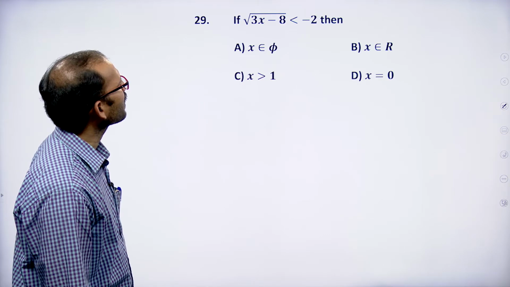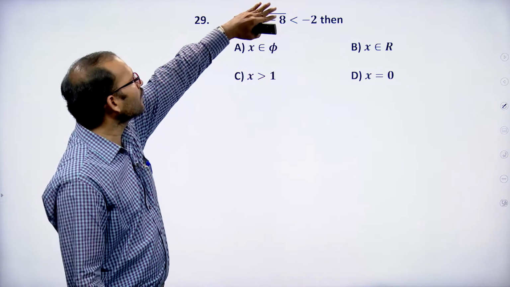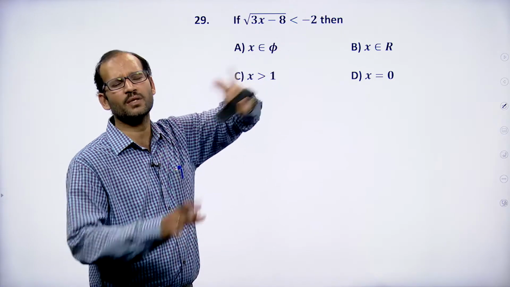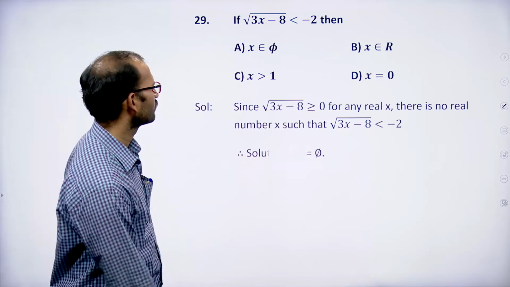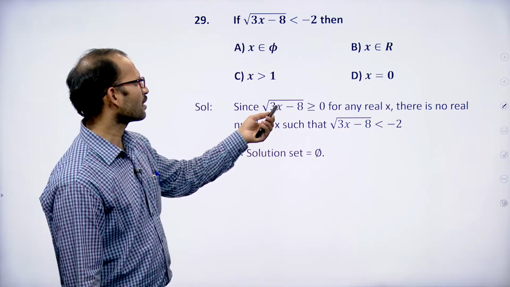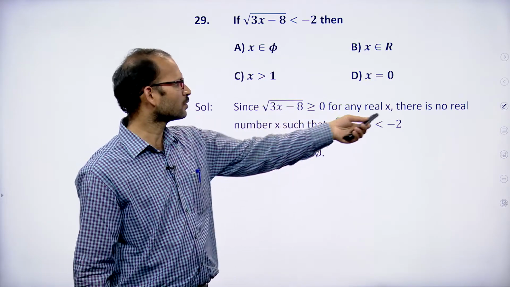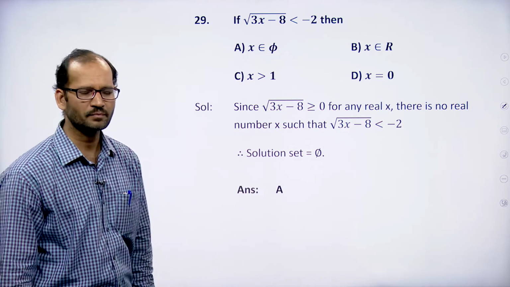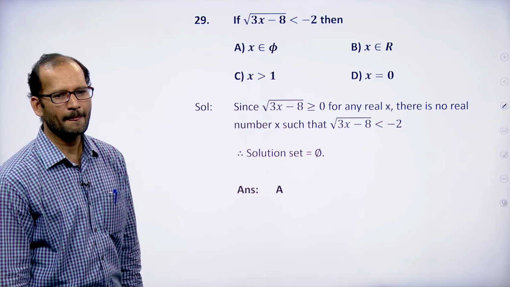Root of 3x minus 8 less than minus 2: how can a root value, which is non-negative always, be less than a negative value? So there is no solution. This is always greater than or equal to 0, non-negative, so therefore there is no real number x such that this is less than minus 2, okay. Done? Okay.